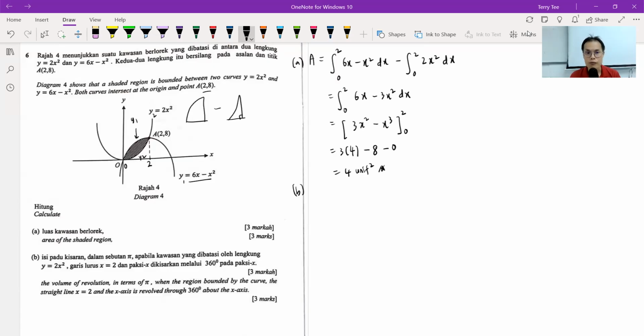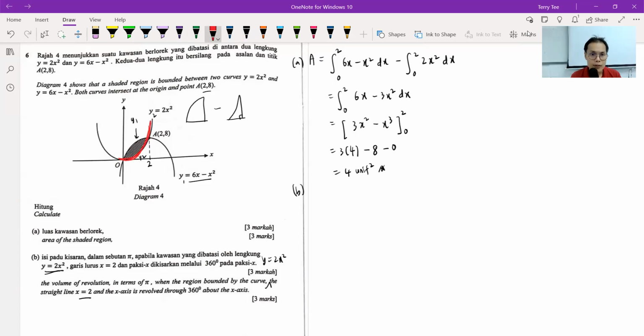Okay, second part, we are supposed to find the volume of revolution in terms of pi when the region bounded by the curve. Here they missed out the curve y equals 2x squared. You can see the Bahasa version is given here: lengkung y equals 2x squared, straight line x equals 2. So the 2x squared is this curve. Sorry, the other way around. 2x squared, this one. Yeah, a bit ugly.